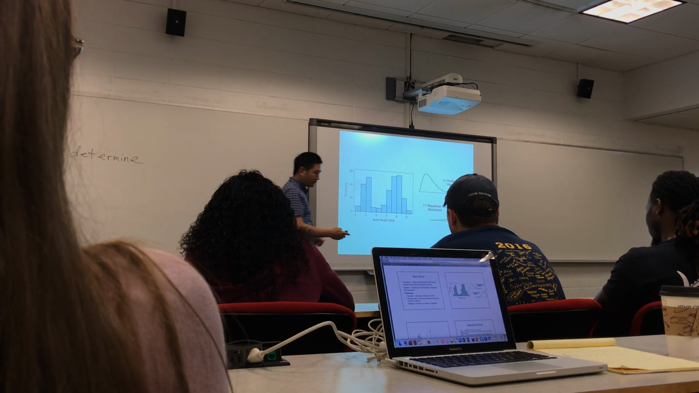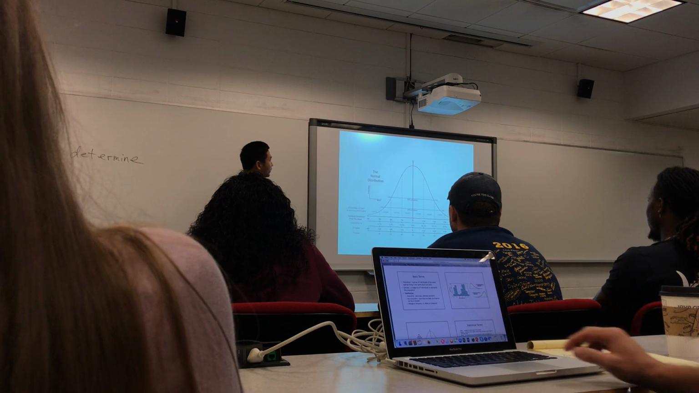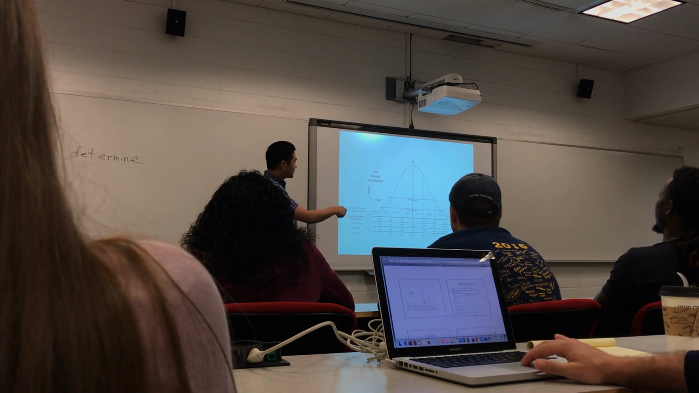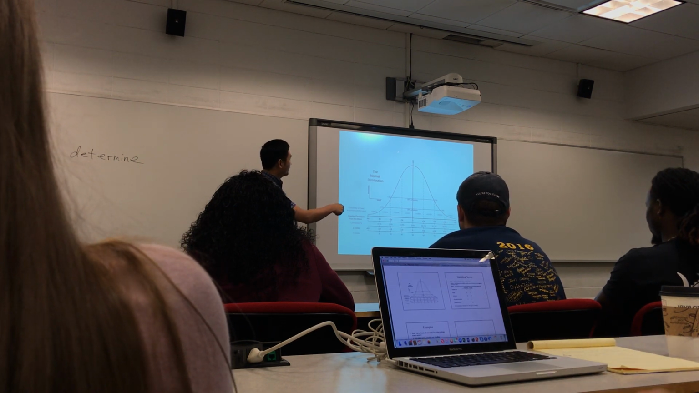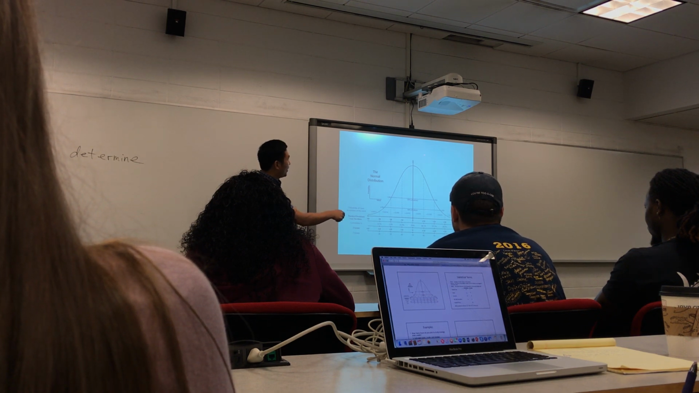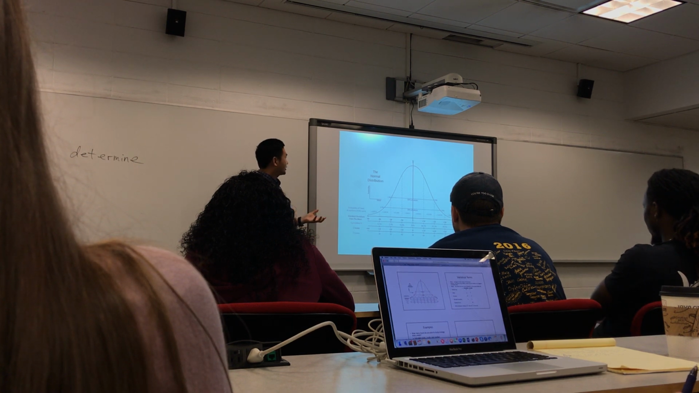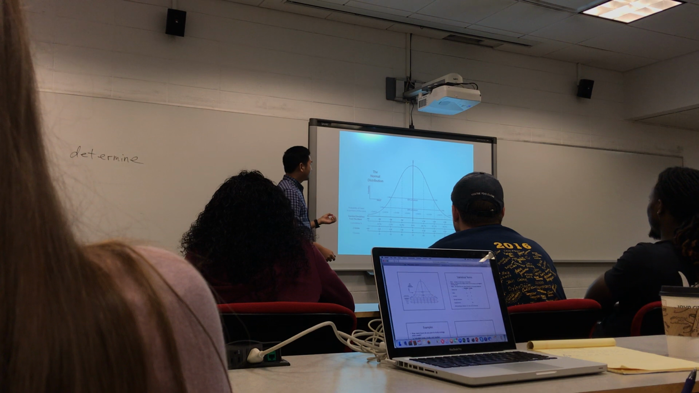All right, next we're going to talk about some terms. Normal distribution. This is parametric. And this in the middle we call x bar. x bar means the average, the mean.